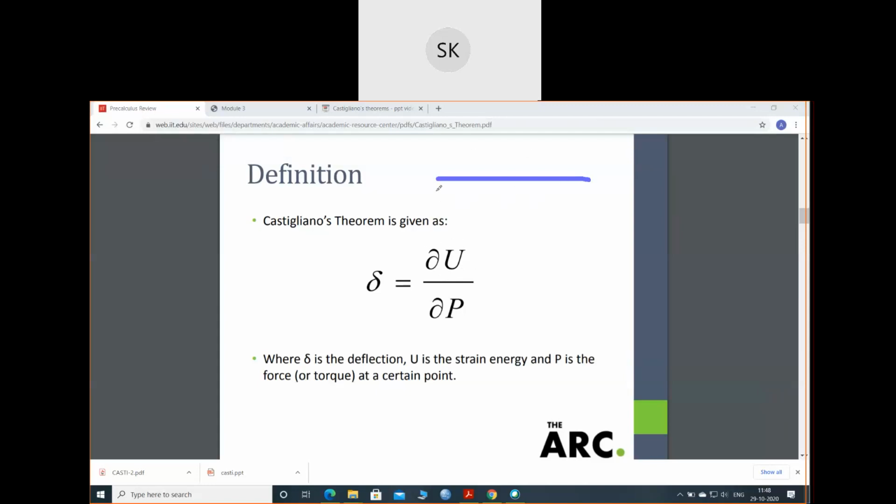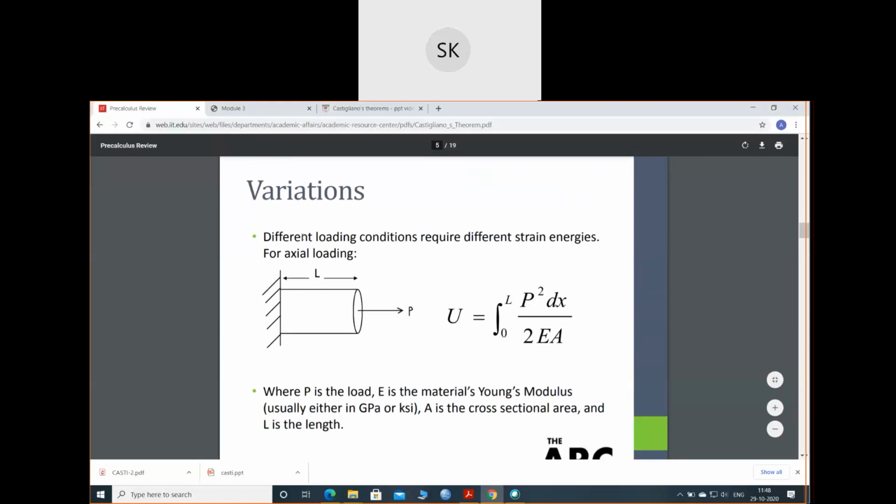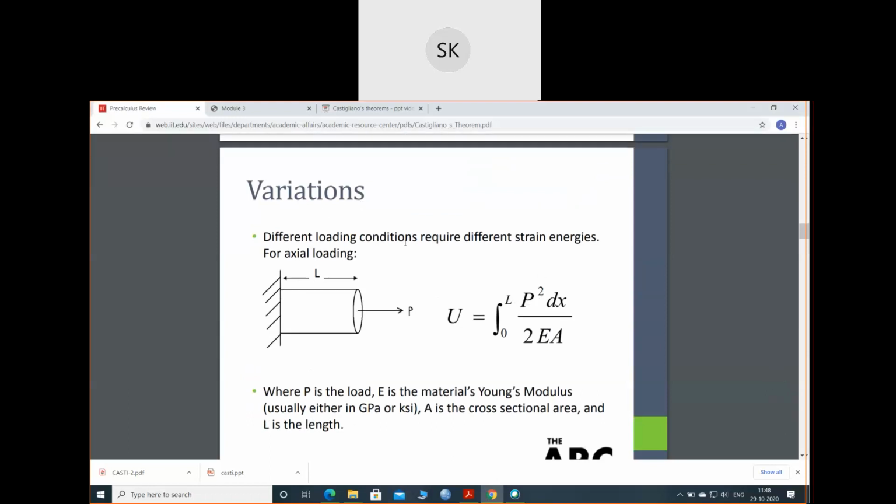So the partial derivative of that energy: suppose I'm taking this one P1 load, and I need to find the deflection due to this P1. So as per this theorem, the deflection will be the partial derivative of the strain energy due to this load divided by the partial derivative of that load, where delta is the deflection, U is the strain energy, and P is the force at a certain point. That means at this point, if I'm considering this point to this point.